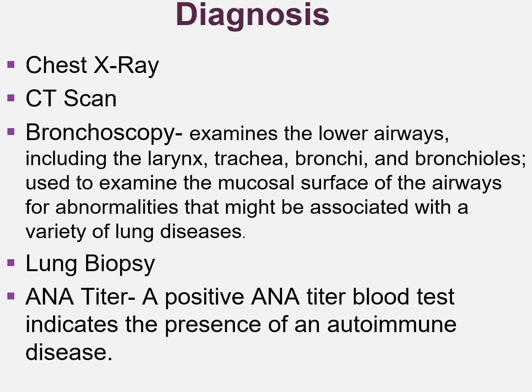Diagnosis can be made with chest x-ray, a CT scan, a bronchoscopy, which is going to help examine the lower airway, including the larynx, the trachea, the bronchi, and the bronchioles. And it can also help examine the surface of the airways for abnormalities that might be associated with different lung diseases. A lung biopsy may be done, or an ANA titer. A positive ANA titer would indicate the presence of an autoimmune disease.